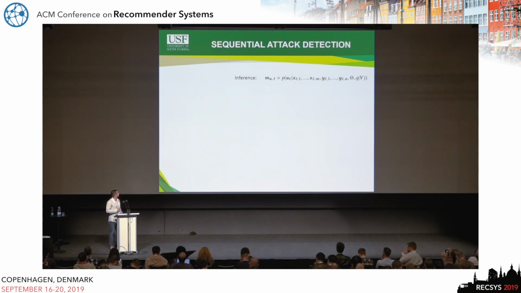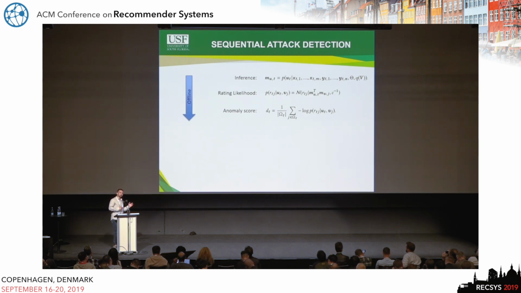So for sequential attack detection, we first infer the variational distribution by conditioning on the trained model parameters and the user attributes. Then we evaluate a latent likelihood for each observed rating, and we compute the anomaly score, which is the average negative likelihood. This is the offline phase, and this is for all genuine users in the system. In the online phase, for each test user, we repeat the same 3 steps.